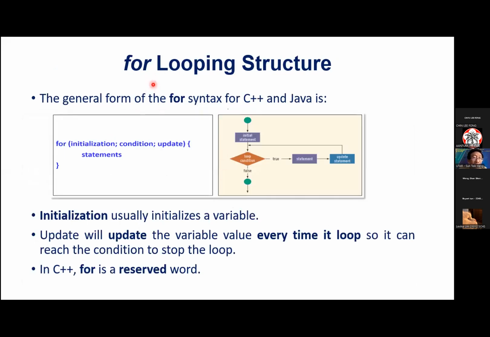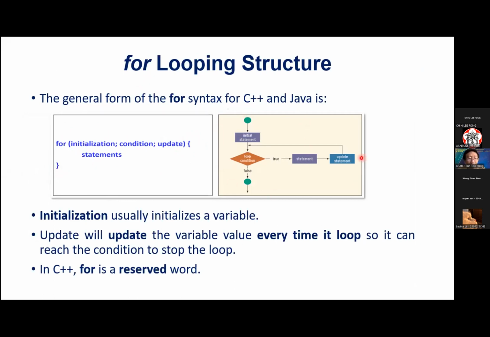Then we have the for looping structure, which you have seen just now. For a for loop, you can see here inside the parentheses, there are 3 parts. The first part is the initialization. The second part is the condition, and the third part is the update. So this will be the statements inside the body of the for loop. We put them inside the braces because if you have more than one statement, you must make sure that you place them inside the block.